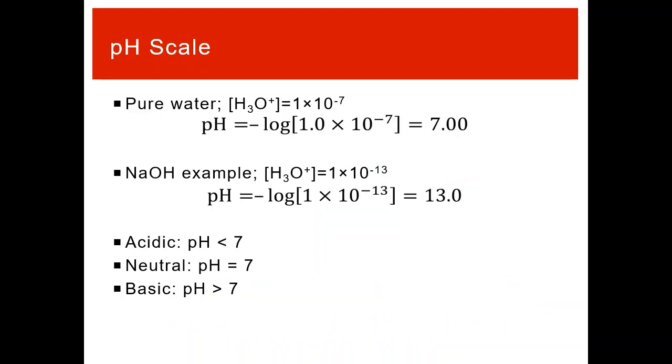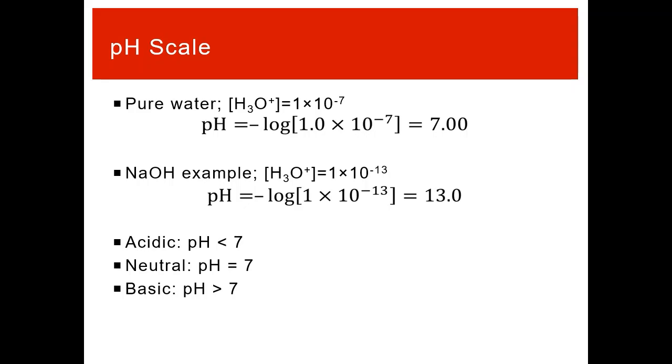So the purpose of pH is to characterize the acidity. We know that the hydronium concentration that we've used previously also describes acidity. So how do we translate that? Pure water, a neutral system, has a concentration of hydronium of 1 times 10 to the negative 7. If we take the negative log of that, we just get 7. So a neutral aqueous solution has a pH of 7. In the NaOH example that we saw previously, the hydronium concentration was 1 times 10 to the negative 13. So if we take the pH of that, we get 13.